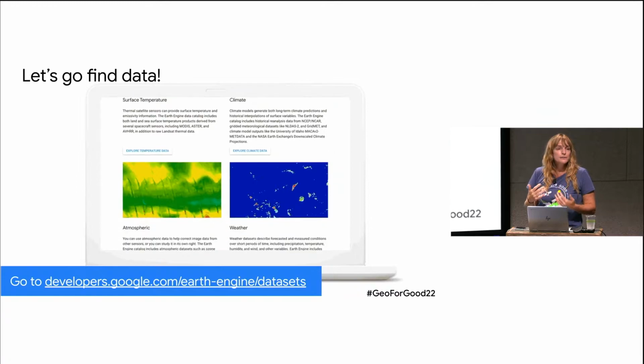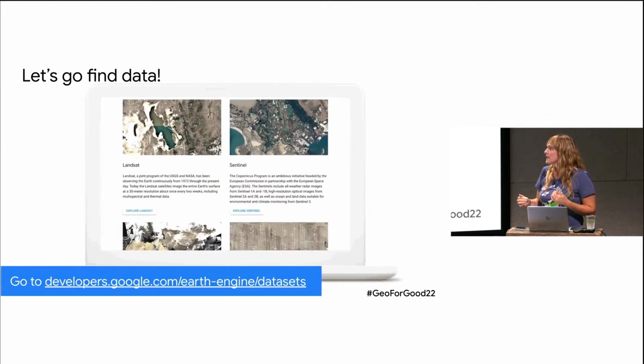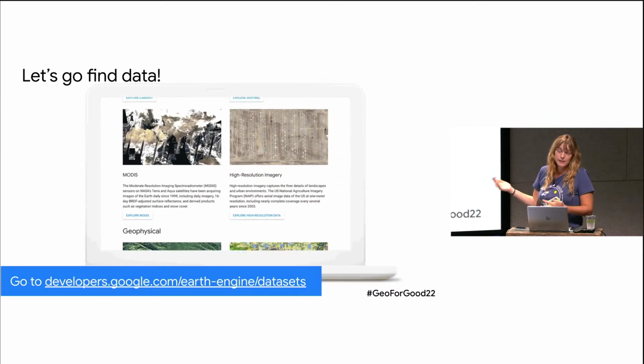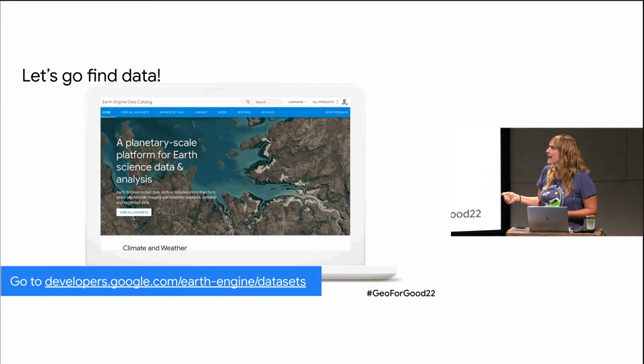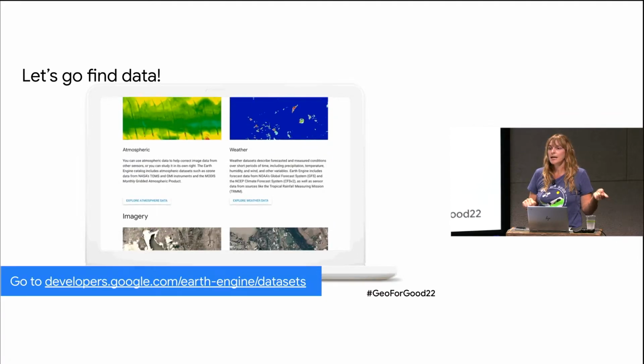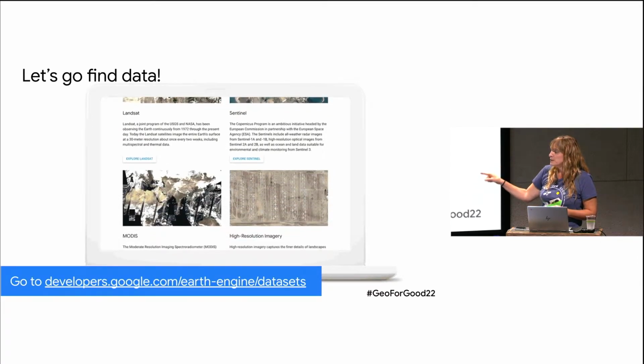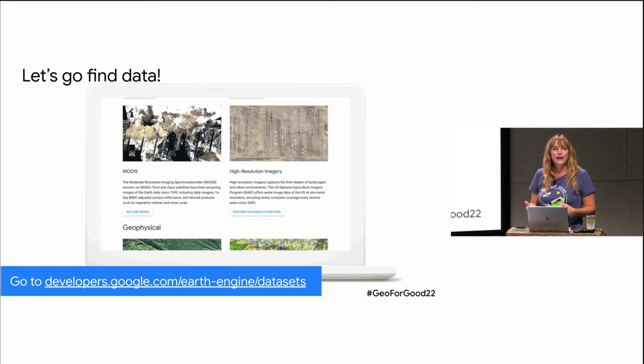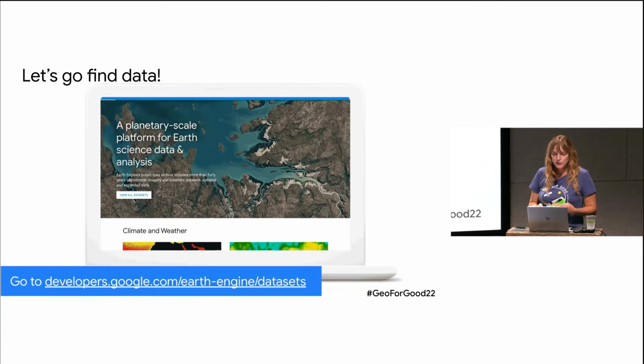When I talked about the data catalog before, this is the place to find all the data. Besides the code editor, which we're going to get into in a minute, you want to go to this page, because this is where you're going to be navigating around and looking for data. So let's go there now.